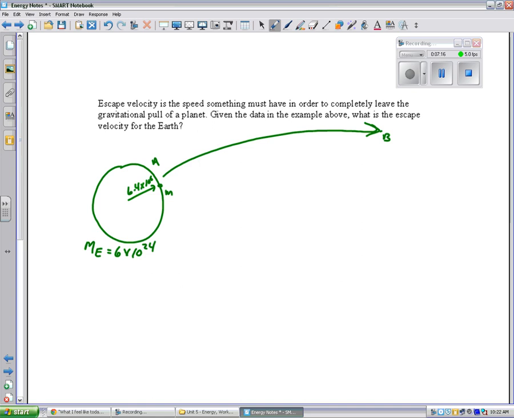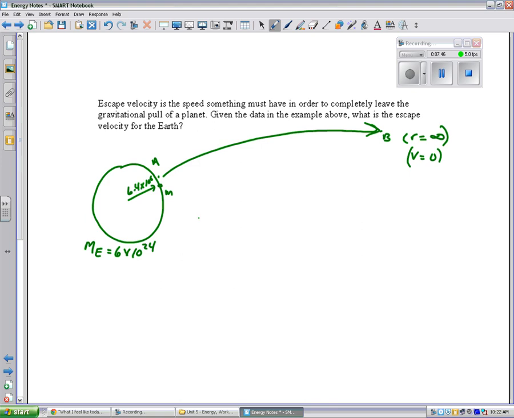Now, point B, to completely leave the gravitational pull, no matter how far away I get, there's still some gravitational pull. It gets weaker and weaker and weaker. But to completely leave it, we have to get to a distance of infinity. All right? And we just have to get there. We don't have to be moving very fast when we get there. So we're going to say that our minimum velocity there is going to be a velocity of 0. And that'll give us the minimum velocity back here at point A in order to reach that point.